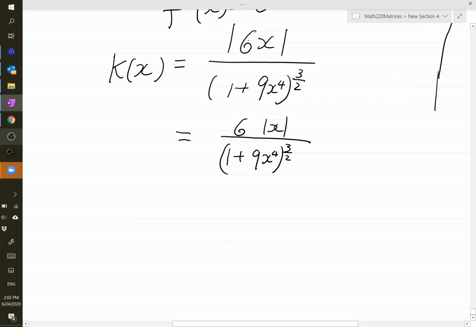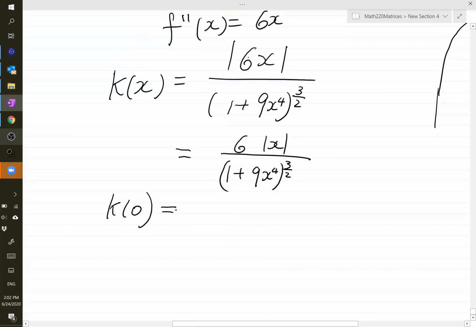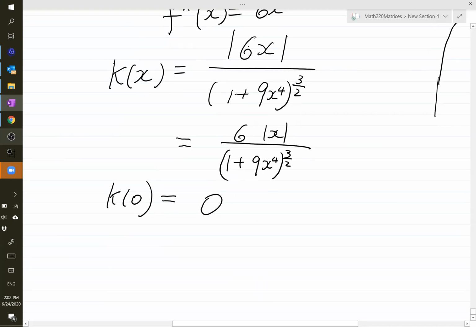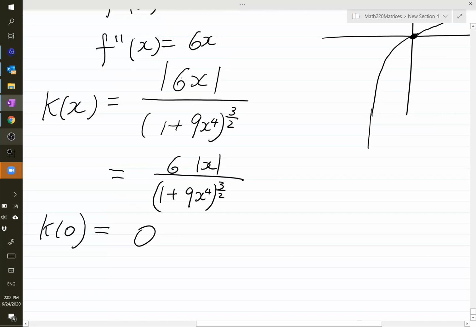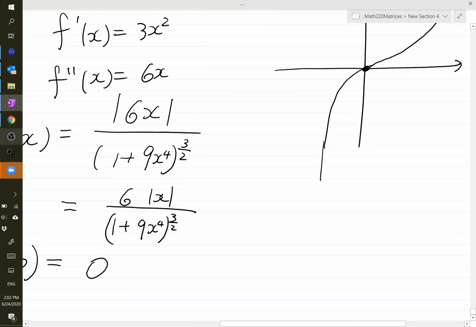Kappa achieves its minimum at 0. If you plug in x equals 0, the numerator is 0 and the denominator is non-zero, so kappa at 0 is 0. So the curvature is 0. In some sense, the curve x cubed looks smoother at 0 than the parabola, more flat. So it's better to turn the direction of a railway using a degree 3 curve rather than a degree 2 curve.